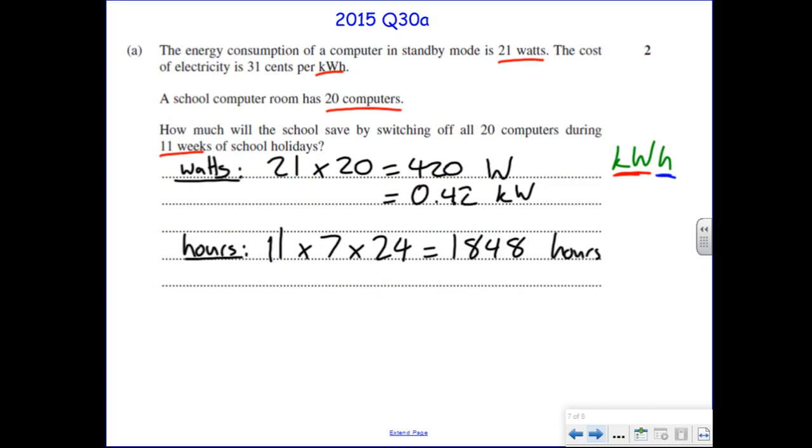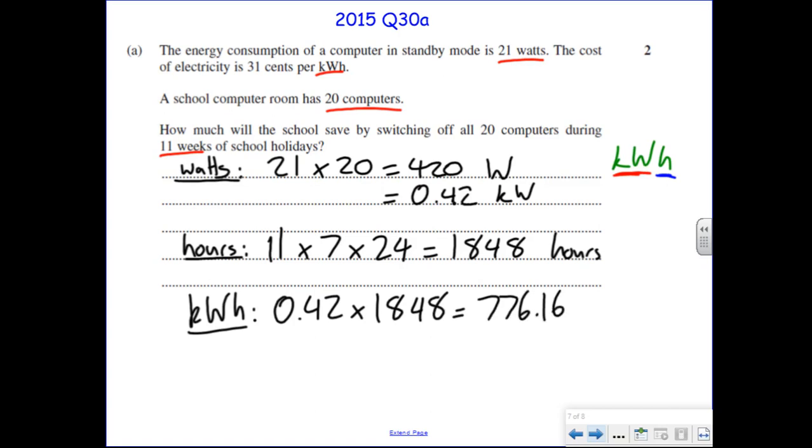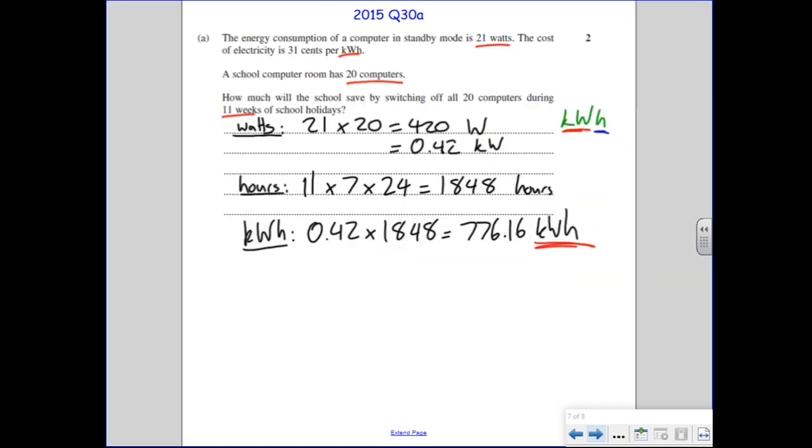And so now we want to find the kilowatt hours. Like what I said, we're going to find the amount of kilowatts, which was 0.42. We're going to times it by the amount of hours, which is 1,848, which equals 776.16 kilowatt hours. And now that we've got the kilowatt hours, which is what we want, because the question says it was 31 cents per kilowatt hour, at the end we'll do 0.31 times 776.16, which equals $240.61. And that's how we find that one.